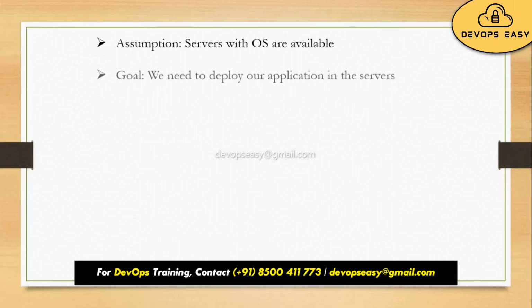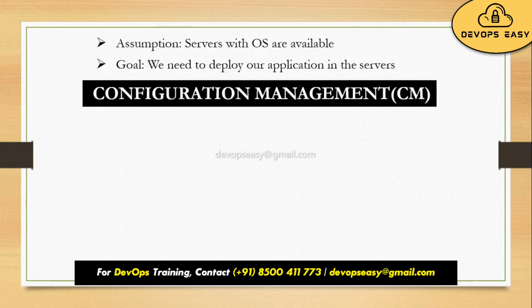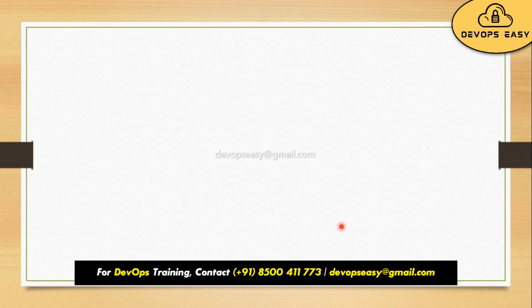We are assuming that we already have an operating system and our goal is to deploy an application. So this is nothing but configuration management. In configuration management, as we discussed, we have two types: one is push based, another is pull based. If the master communicates with the node, it comes under push based. If the node communicates with the master, then it is pull based.